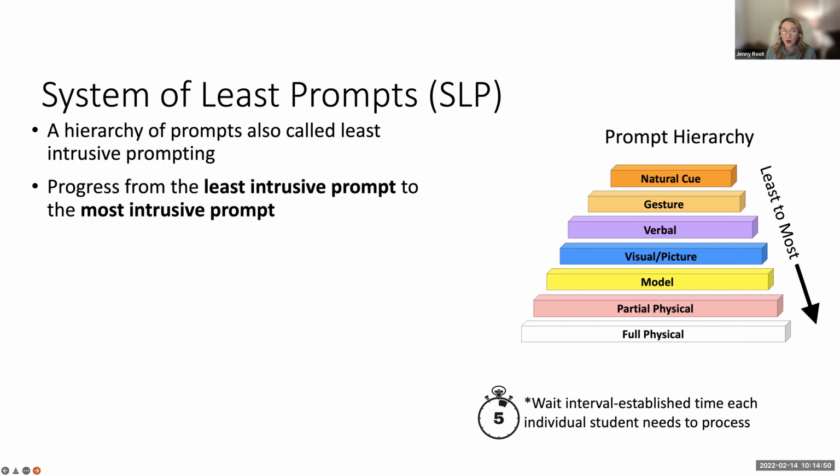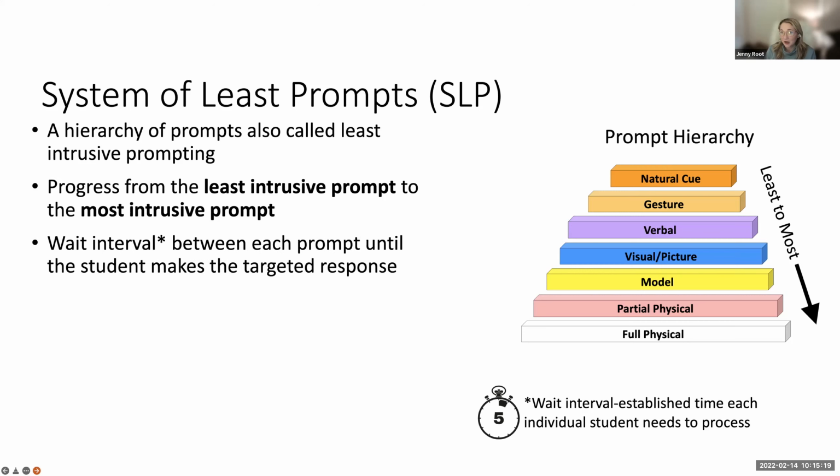You'll see those same words, they all mean the same thing. And we want students to progress, we progress as instructors, from the least intrusive prompt, so the least amount of support, to the most intrusive prompt, the most amount of support. They need to respond correctly. And so that's where Sarah's translation into speechy speak of minimum support comes in: which one is minimally supportive, which one's moderate support, and which one's the maximum amount of support.